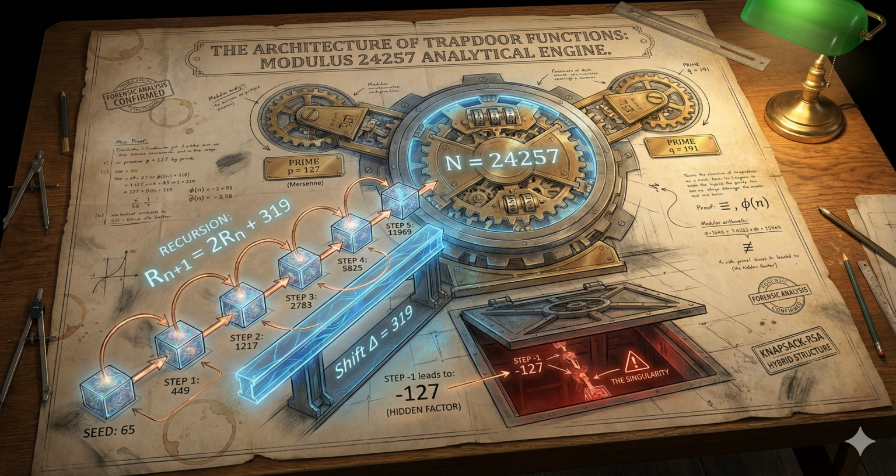That is the prime factor. The sequence leads directly to it. If you run the recursion just one step past the start, you crash right into the negative value of one of the prime factors. So 127 was hiding there the whole time. It was hiding in the geometry of the sequence.